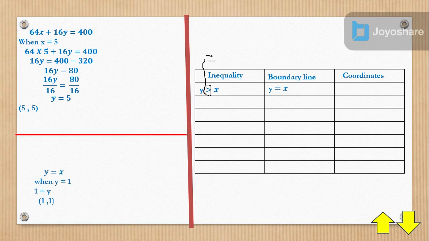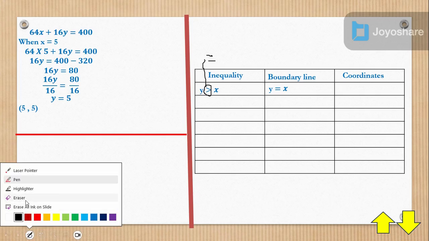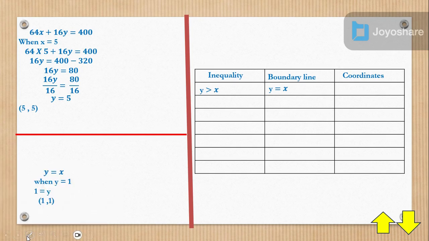Now let's see how we can get the coordinates of that equation, Y is equal to X. We say, when Y equals 1, substitute in this. When you substitute in the equation above, when Y is equal to 1, you get X equals 1, so you shall get the coordinate (1, 1).